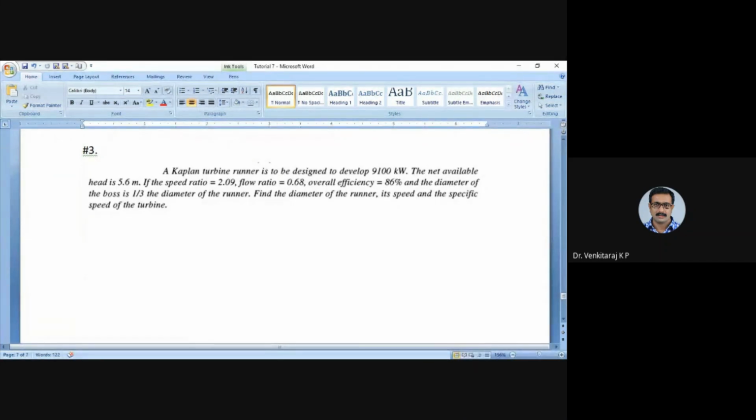So the next problem, the third problem. A Kaplan turbine runner is to be designed to develop 9,100 kilowatt. The net available head is 5.6 meter. The speed ratio 2.09, flow ratio 0.68, overall efficiency 86%. The diameter of the boss is one third the diameter of the runner. Find the diameter of the runner, its speed, and specific speed of the turbine.